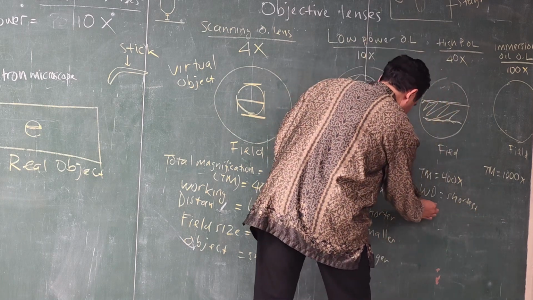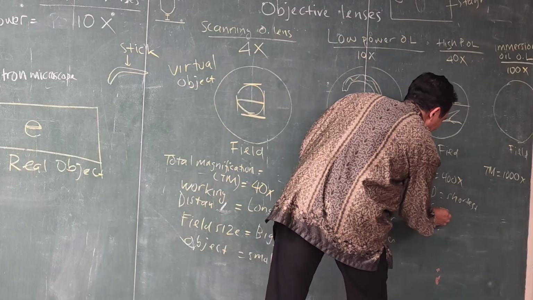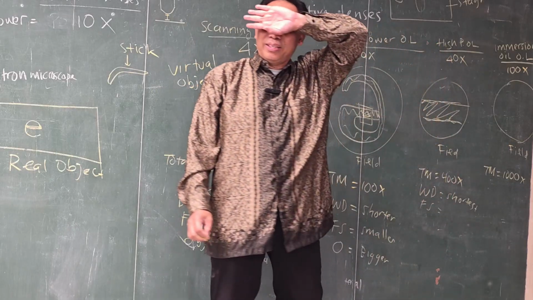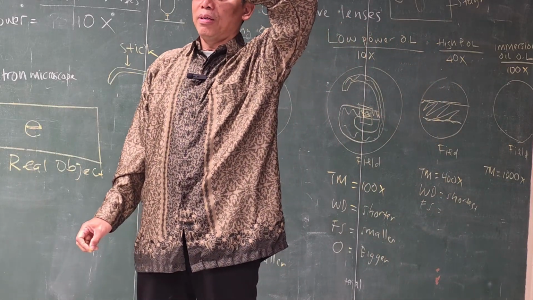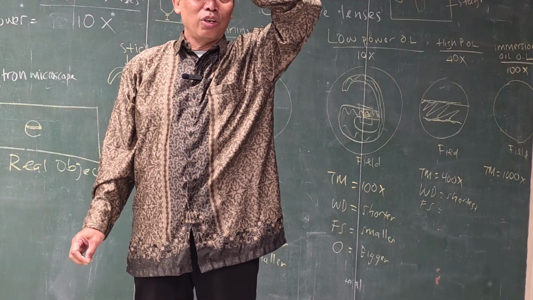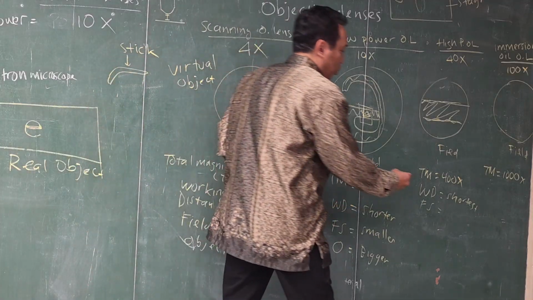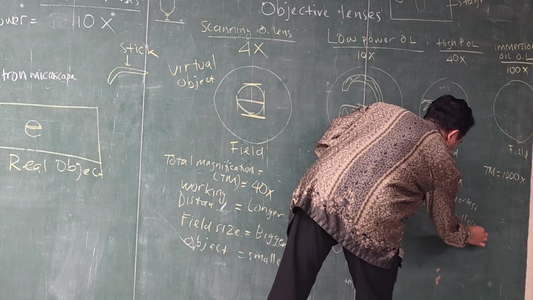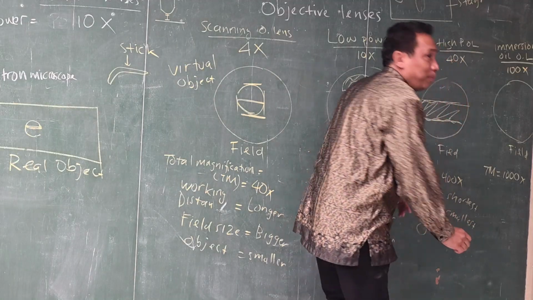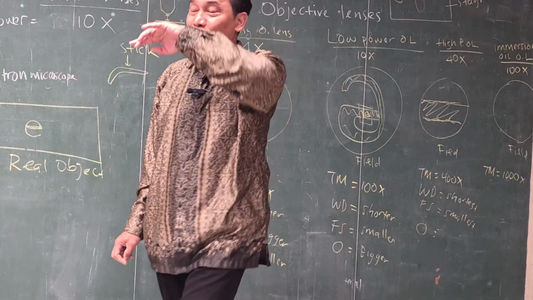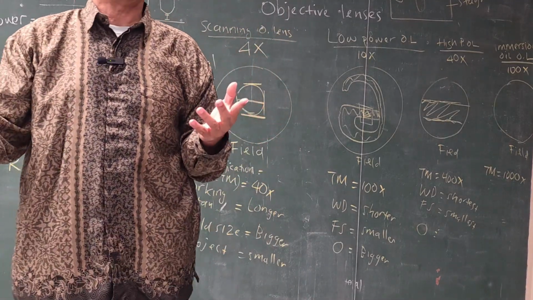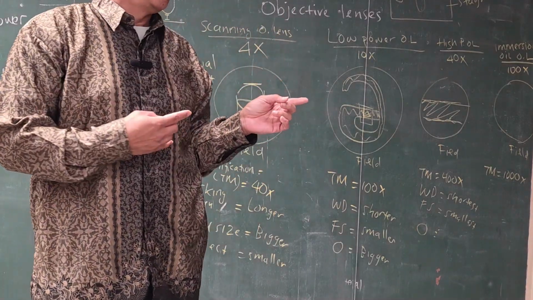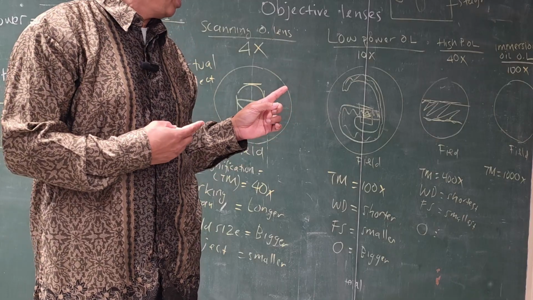Now, how about the field size? What do you think the field size is gonna be? It's even block most of the field. It's gonna be smaller. What is the object? Of course, it's become bigger now. You cannot see all of them, only part of the object. But it's big, really big.